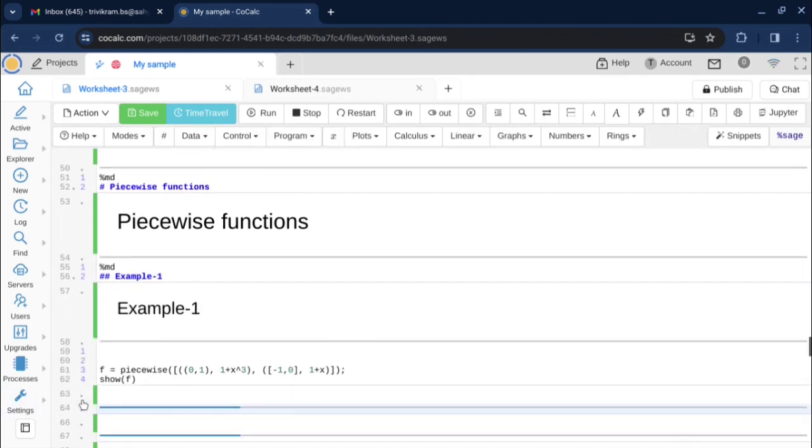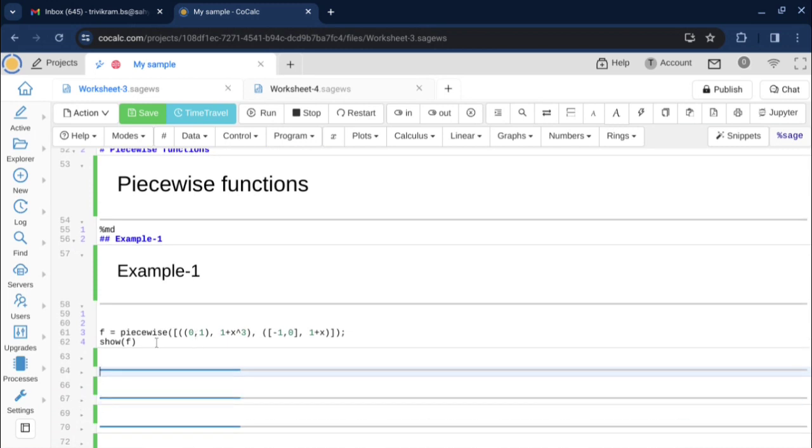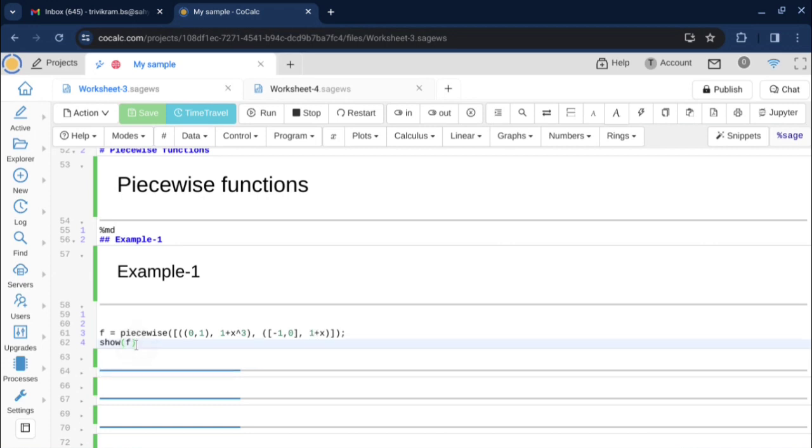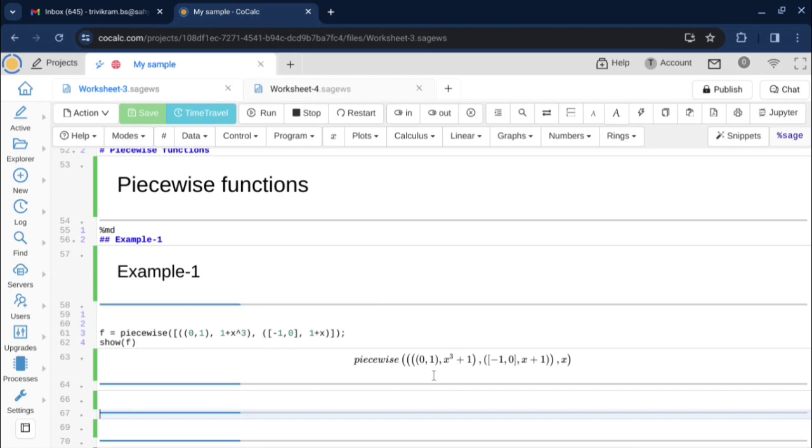Now I have taken the example as a function of x in such a way that in the interval 0 to 1 I should get 1 plus x cube, and minus 1 to 0 I should get 1 plus x. Okay, so just run this. So from the interval 0 to 1 x cube plus 1 you should get, minus 1 to 0 x plus 1 should take. So now I want to plot this.